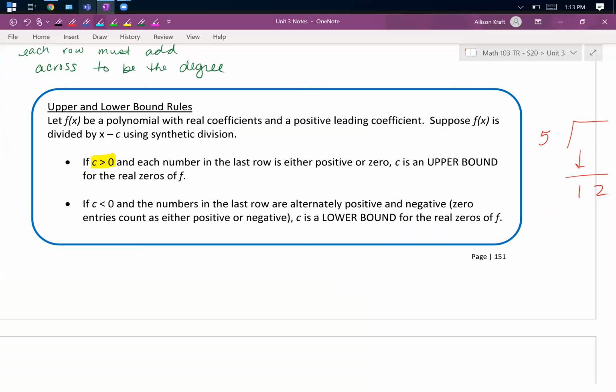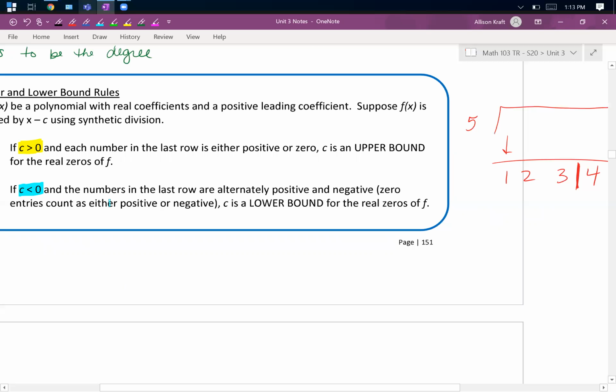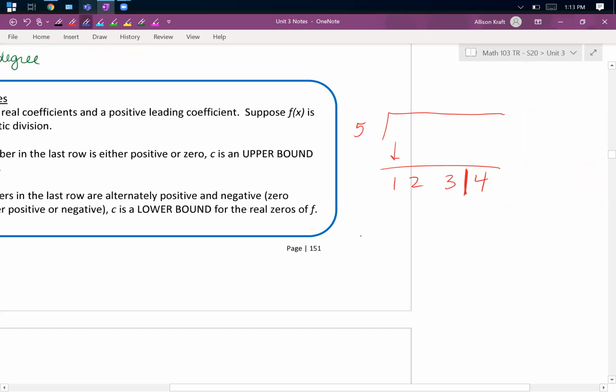Then we have a rule for the lower bound. If what you're dividing by is negative, less than 0, and the numbers in the last row alternate positive and negative, maybe there's a 0 thrown in there, then c is a lower bound for the real zeros of f. So we might have something like, maybe we're dividing by -2, and then our last row is 4, -1, 3, -2. Then this would tell us that -2 is a lower bound, and we should check a number larger than -2 in our list.